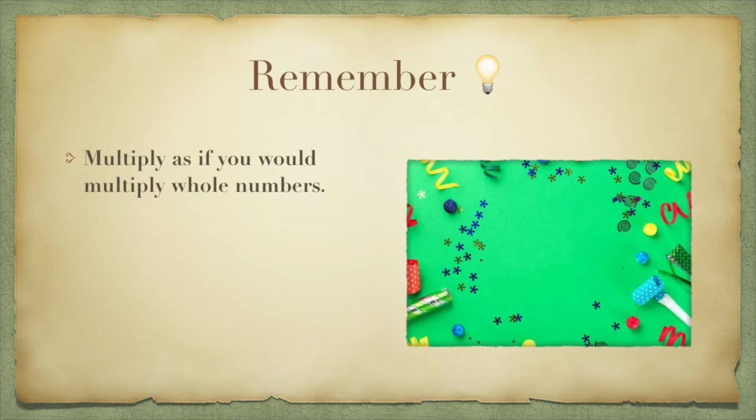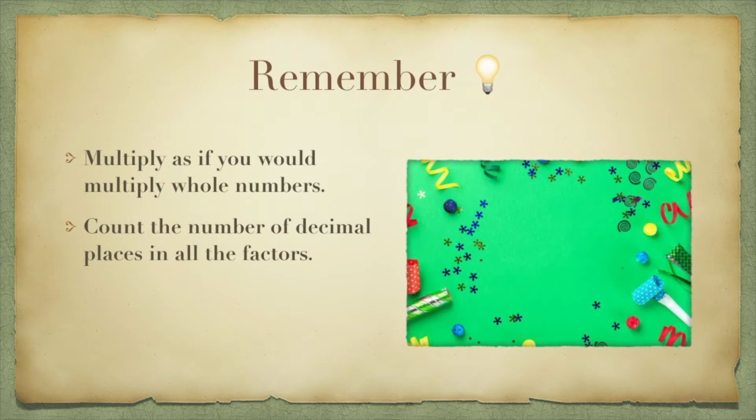In other words, you should follow the steps like you are multiplying whole numbers. So, start from the ones place to tens place and so on. Now, for decimals, you start from the digit at the rightmost place. Also remember to count the number of decimal places in all the factors. So when you're done multiplying, you should count the decimal places in both the multiplier and the multiplicand. So that means all the digits after the decimal point.